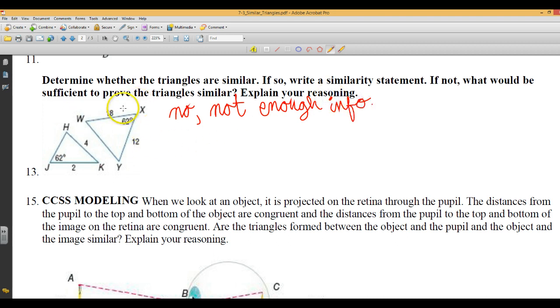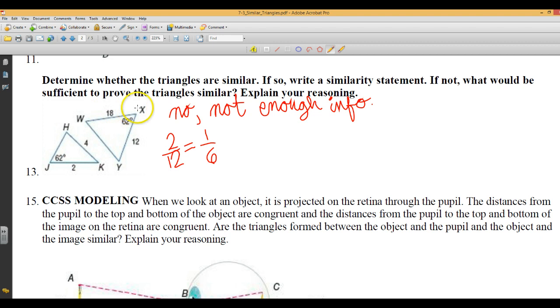And from there, it says what would be sufficient to prove the triangles are similar. So if we look at the sides that we do have, we could compare this side to this side right here. So 2 is to 12. And that would simplify to 1/6.